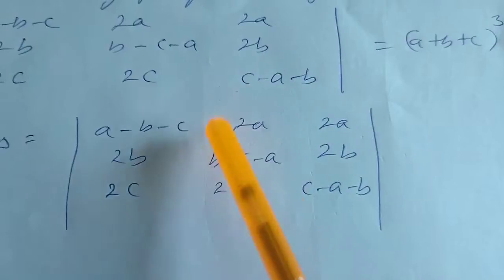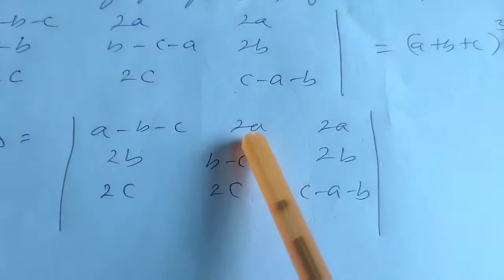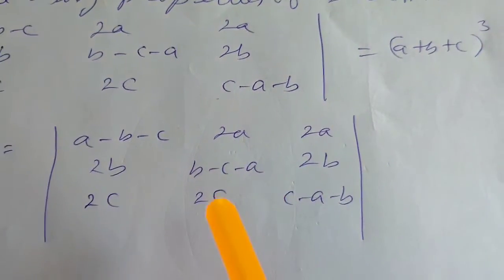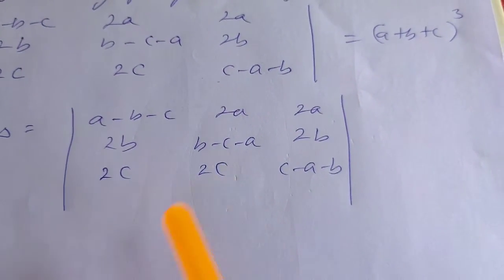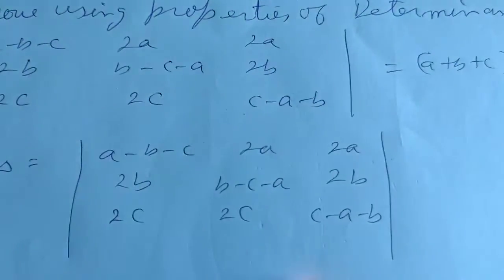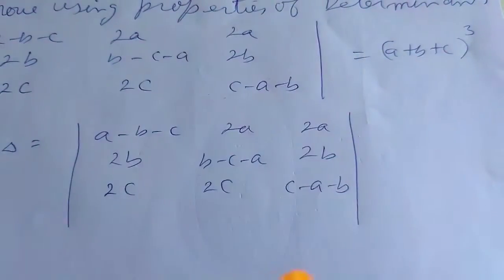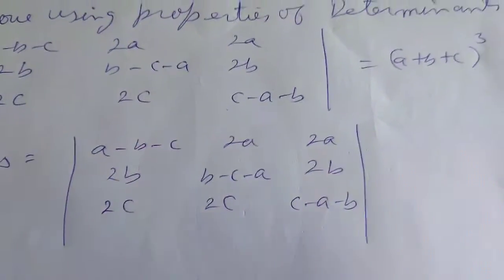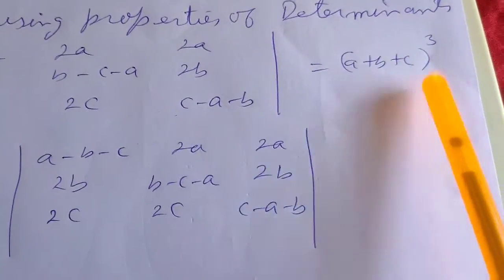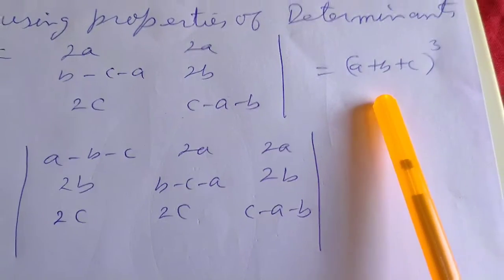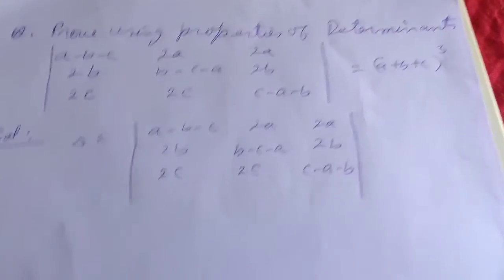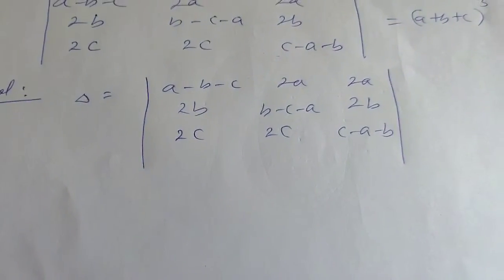So from column 2, the first element becomes 0, which we can write as a plus b plus c multiplied by 0. The second also gives a plus b plus c, and similarly the third one. So in column 2, all three elements have a plus b plus c common, so we can take it out. One time we get a plus b plus c, but actually we have to get it 3 times, since a plus b plus c cube means a plus b plus c coming 3 times. So at least we are getting one time. So we will do that operation.